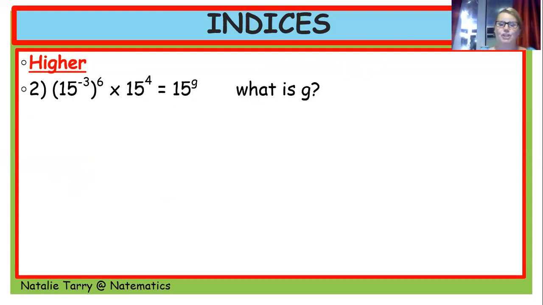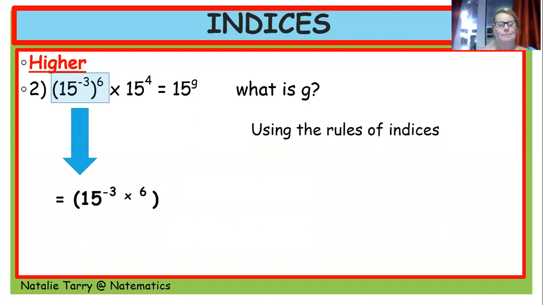Okay, question number 2. 15 to the power of minus 3, all to the power of 6, times 15 to the power of 4 is equal to 15 to the power of what? Right, so let's look at this bit first. What index rules do we know we can apply to a power of a power? If you remember, that will actually be when we multiply those powers together, okay?